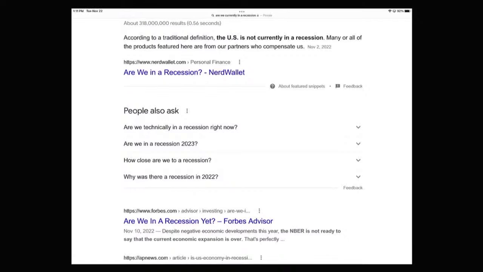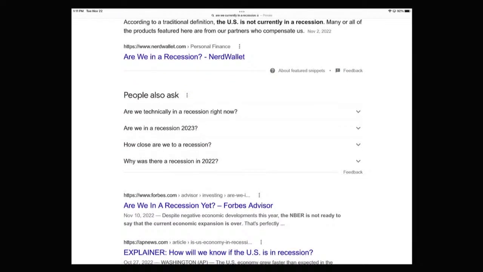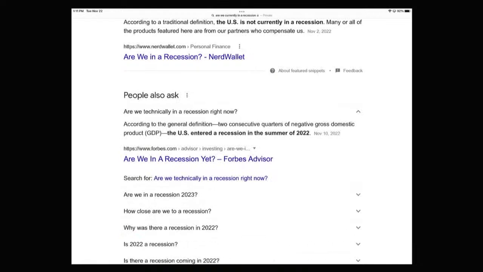So according to the traditional definition, the U.S. is not currently in a recession. Many or all of the products featured here are from our partners who compensate us, so that's somebody from Recession Nerd. Or here's another one: are we technically in a recession right now? According to the general definition, two consecutive quarters of negative gross domestic product, the U.S. entered a recession in the summer of 2022. So, hey, maybe we've already passed it. We're already past the summer, right?